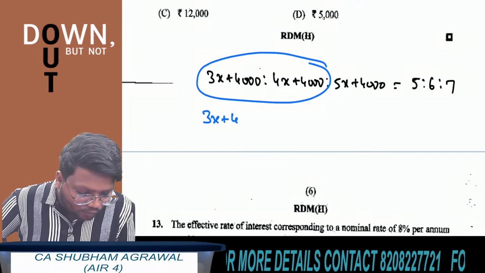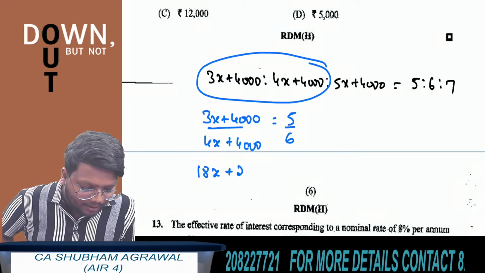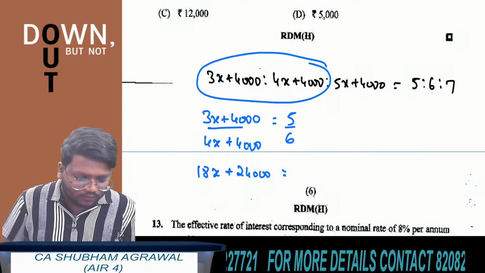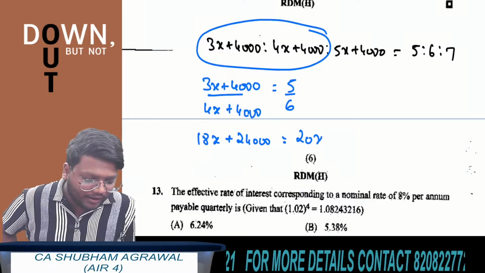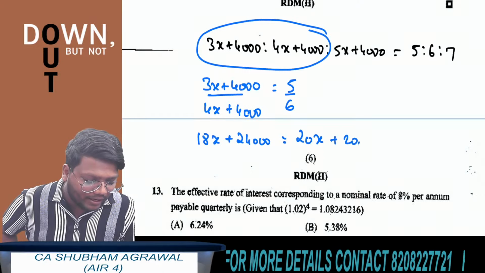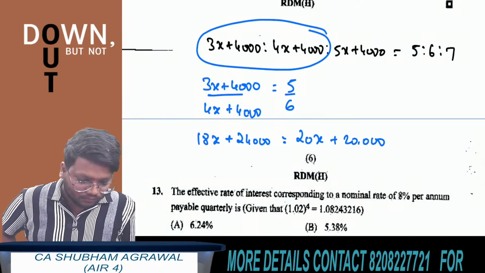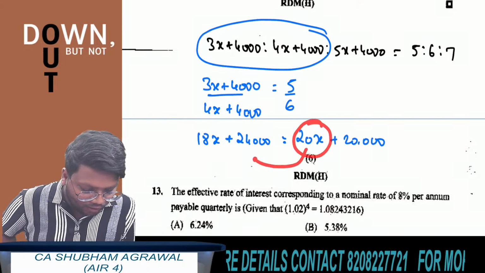Okay, cross multiply and you will get the value of x. So 3x multiplied by 6 is what? 18x, and 4000 multiplied by 6 is what? 24,000. 5 multiplied by 4x is what? 20x, and 5 multiplied by 4000 is what? 20,000. Okay, this 20x when shifted to opposite side, it will become what?